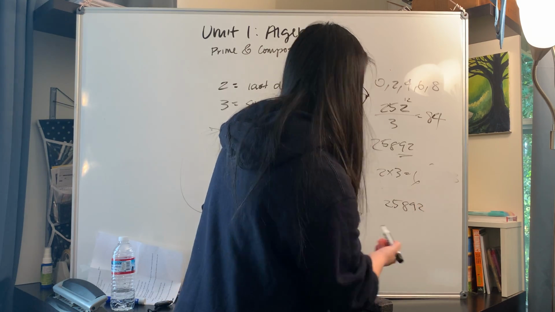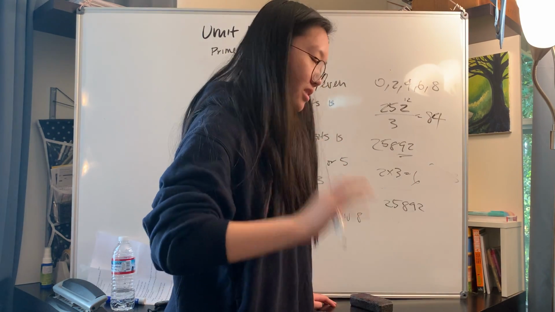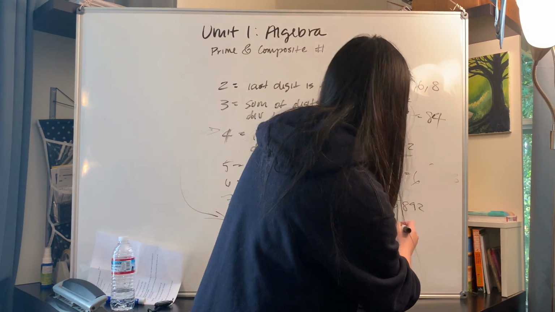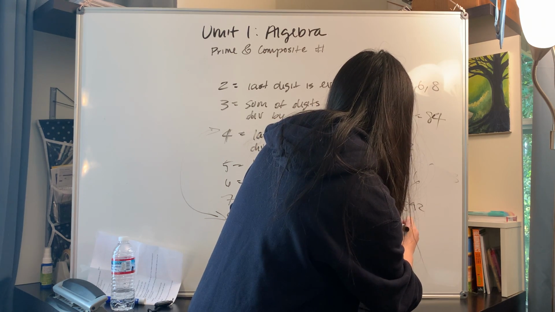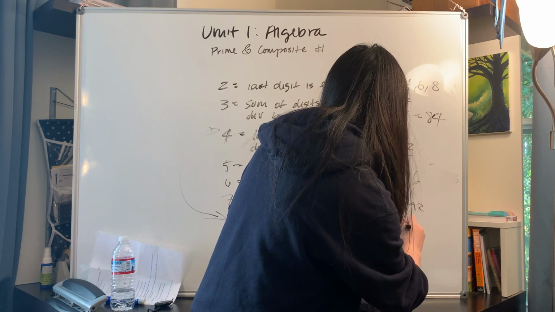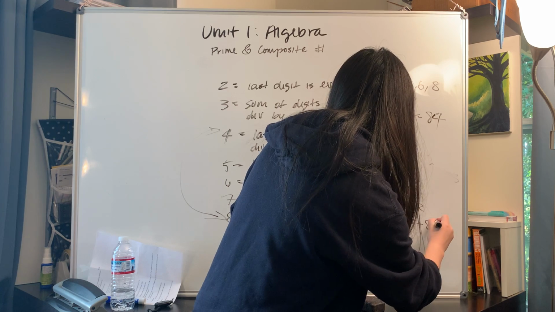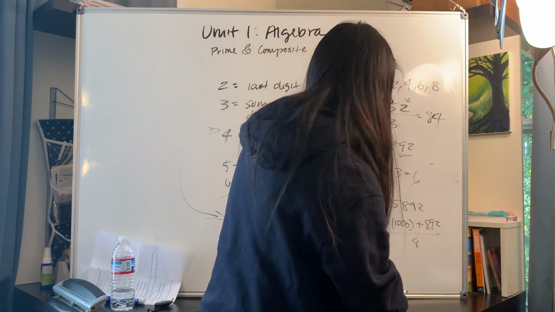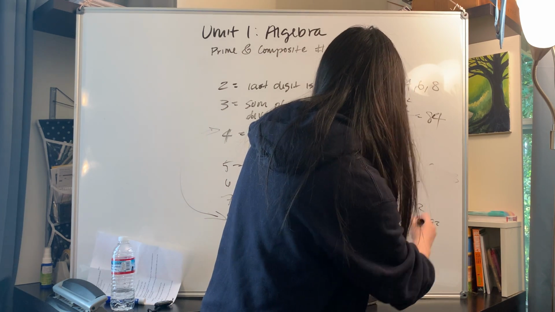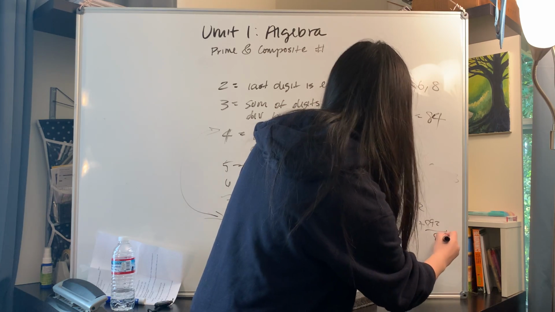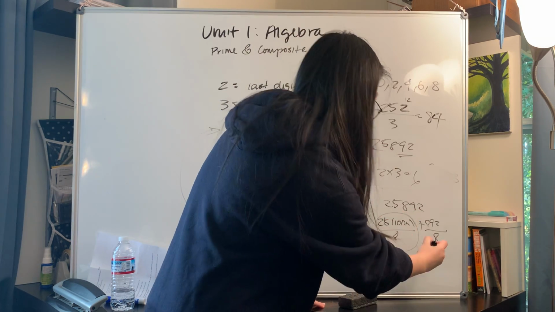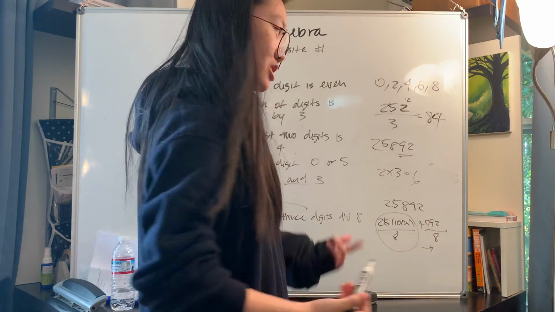25,892, we know that 1,000 is divisible by 8, so we can split this up into 25 times 1,000 plus 892 divided by 8. You can actually divide this, so this is just 25 times 1,000 divided by 8 plus 892 divided by 8. And we know that the first part is all divisible, so we just need to figure out if this part is divisible. And for this part, I would just say straight up divide it.